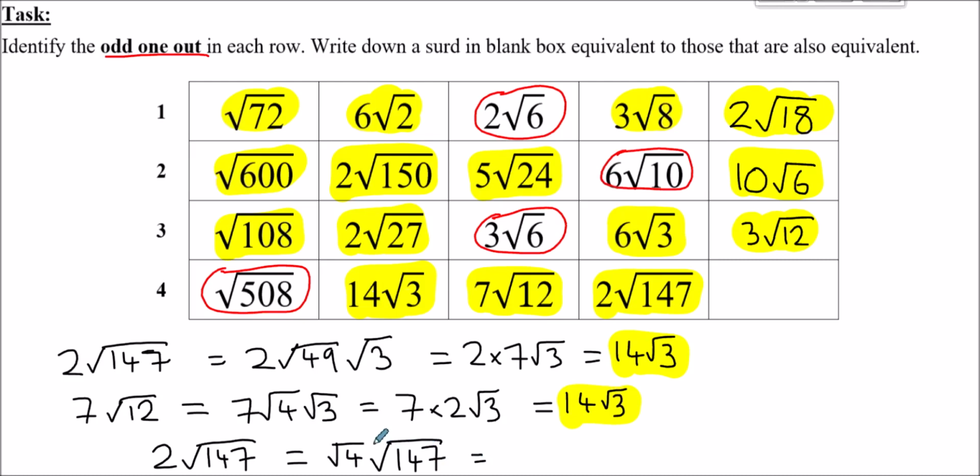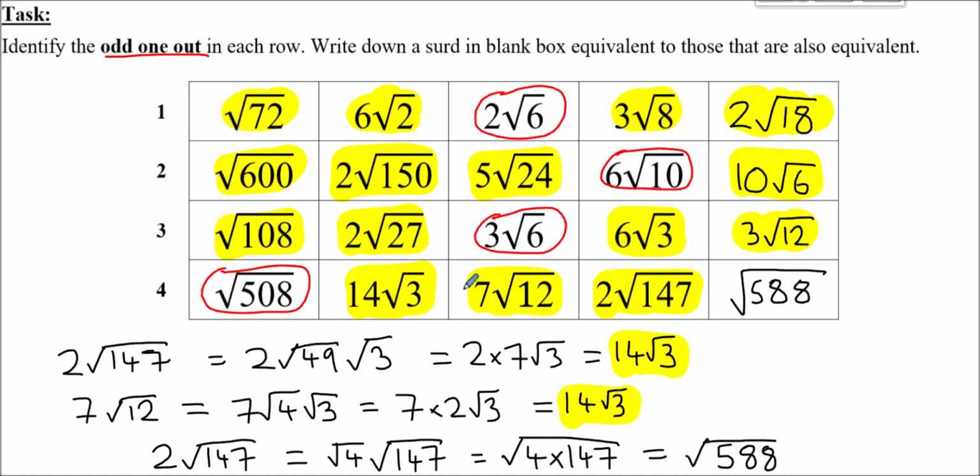But now using the laws of surds, the square root of 4 multiplied by the square root of 147, that's the same as the square root of 4 multiplied by 147. And 4 multiplied by 147, use your calculator to check this, that's absolutely fine if you want to. 4 times 147 is actually the same as 588. So not 508, but 588. And so I can put this one in, which matches with the 3 which we've already identified are equivalent.